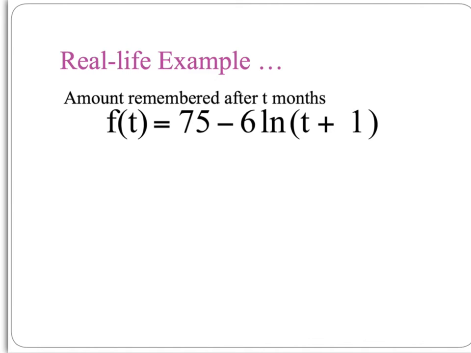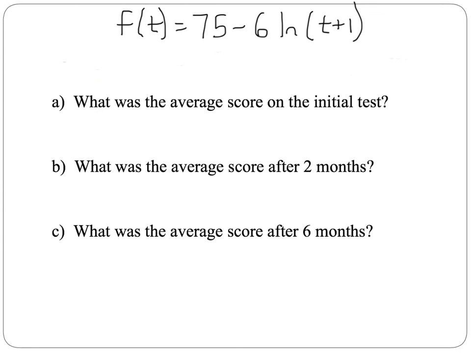Now let's take a look at an example. The amount you remember after t months can be modeled by this logarithmic function. F of t is equal to 75 minus 6 times the natural log of the quantity t plus 1. And so I'm going to ask you a few questions about this model. First of all, what was the average score on the initial test?